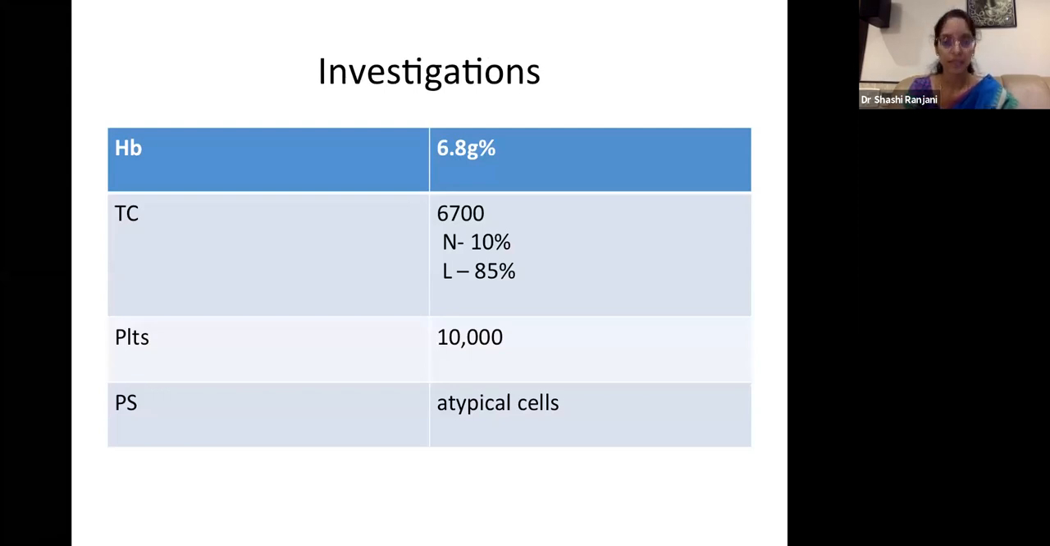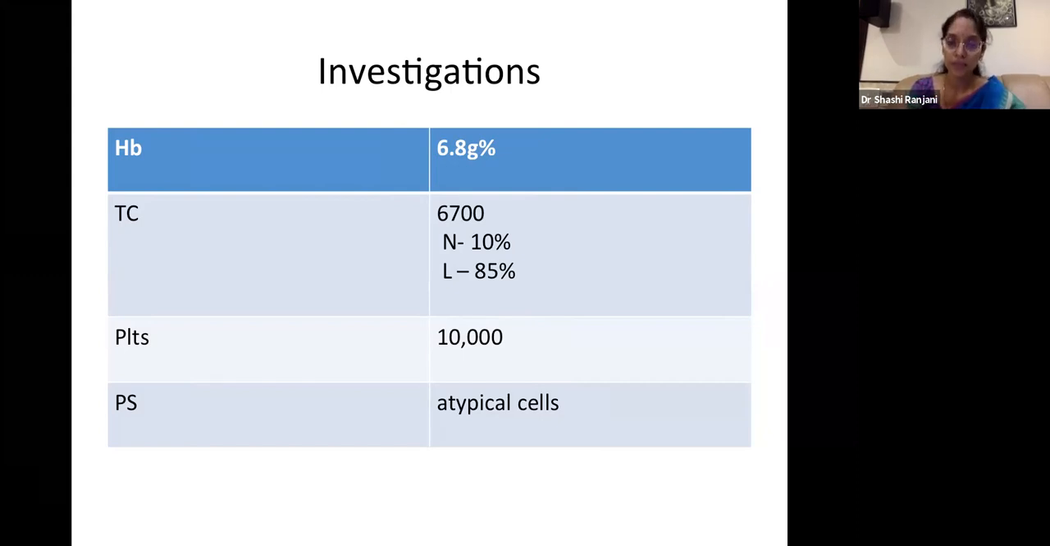The hemoglobin was 6.8, which is low. He was anemic. The total count was 6,700. What is important here again is that it is lymphocytic predominance and platelets were low. So this child had anemia, thrombocytopenia, and a normal total count, but his peripheral smear showed atypical cells. So what I want to stress here is that malignancy need not always come with a high total count. It can come even with a low total count.